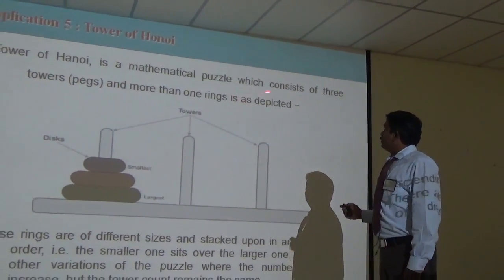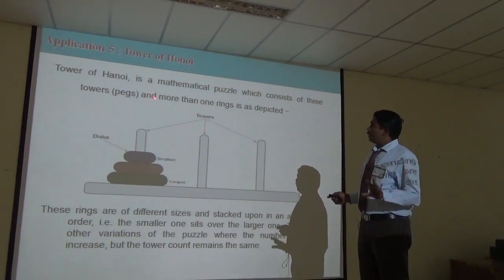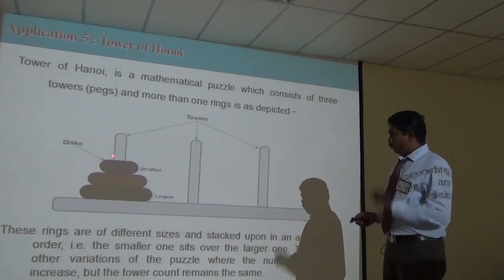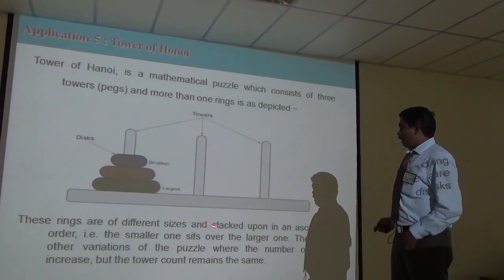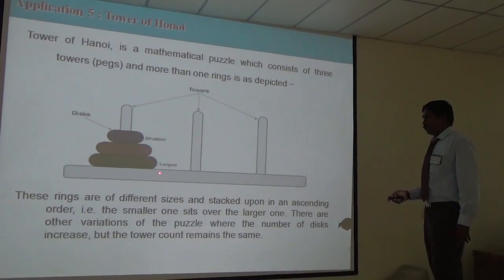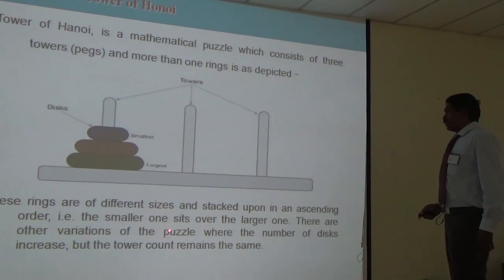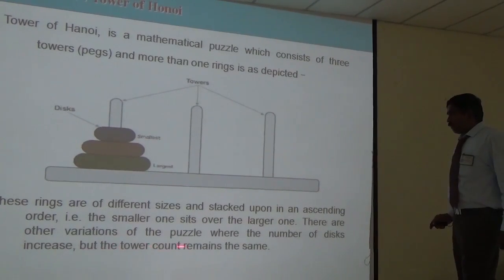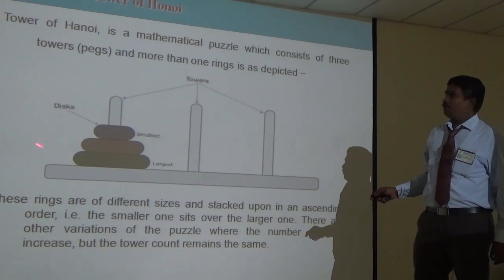It's a mathematical puzzle which consists of 3 towers. Look at this: tower 1, tower 2, tower 3. And more than one ring is depicted. So these are all the rings. There is a precondition: these rings are of different sizes and stacked in ascending order, that is, from smallest to largest. The smaller ones sit over the larger ones. There are other variations of the puzzle where the number of disks increases, but the tower count remains the same. Only 3 towers, and you can have any number of disks.